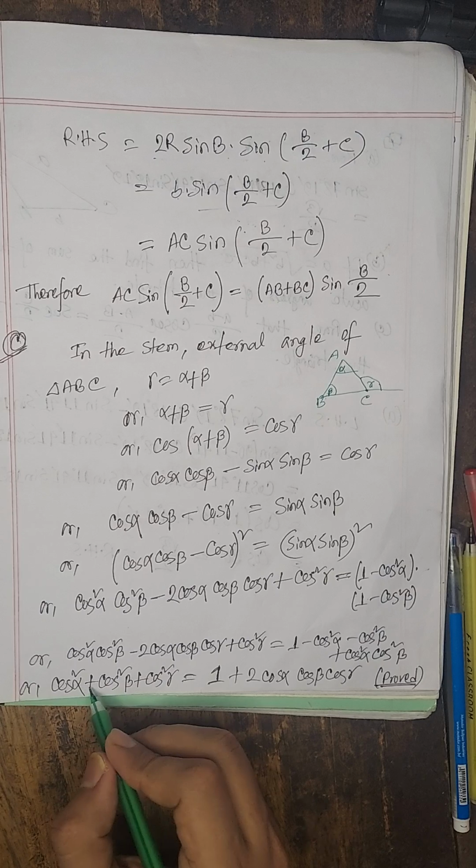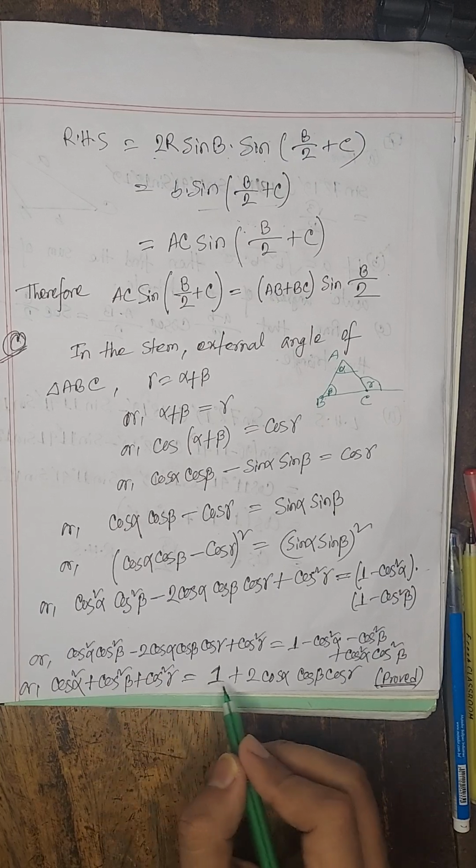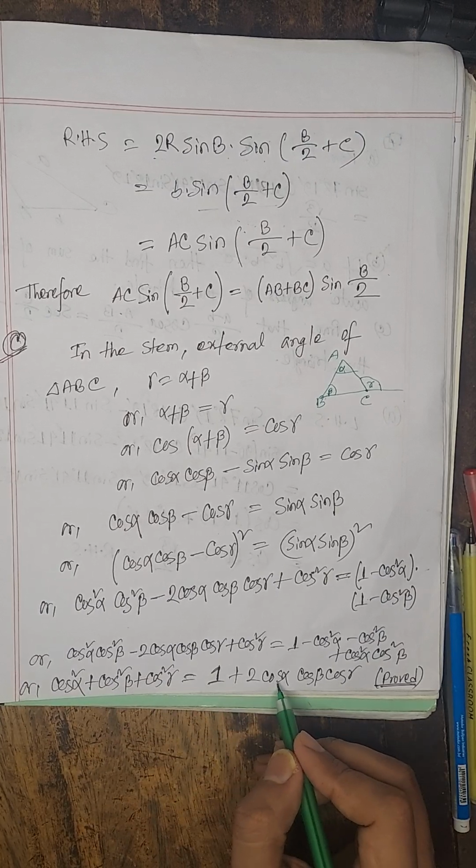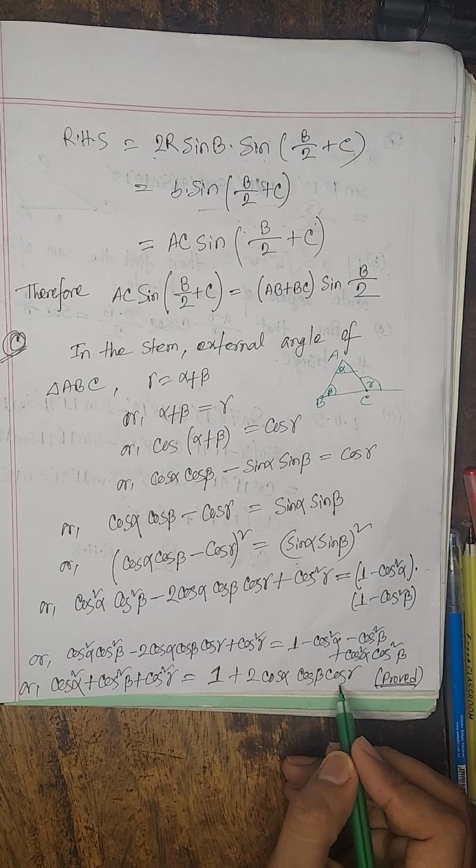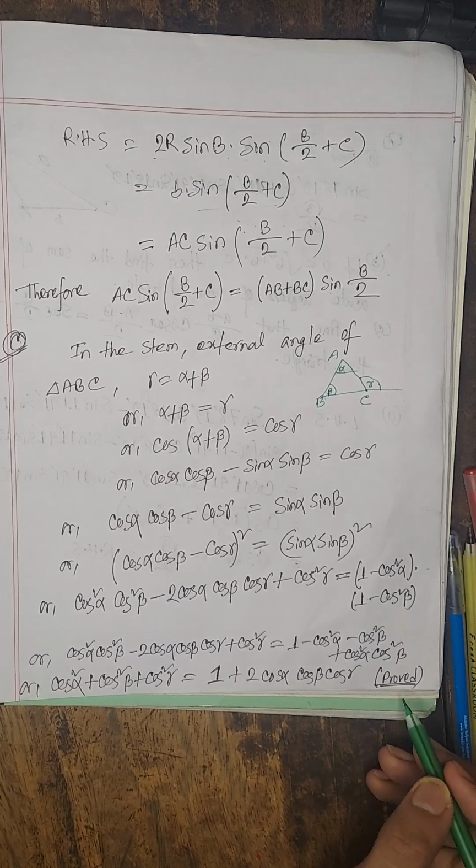Then we can write cos square alpha plus cos square beta plus cos square gamma is equal to 1 plus 2 cos alpha cos beta cos gamma. Okay, as proved.